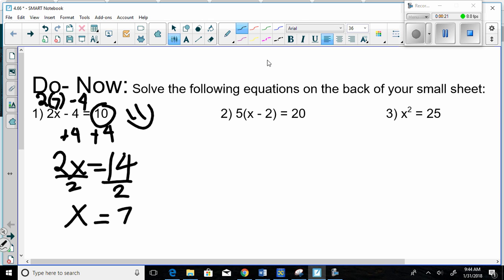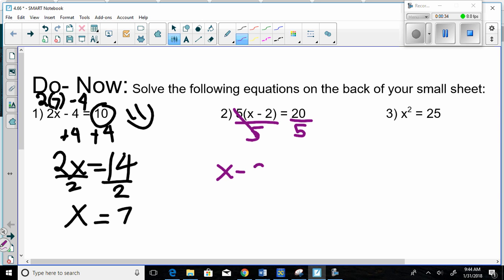Divide. So let's just divide 5 out, because instead of multiplying, since that's the only thing I'm doing, today we're going to focus on dividing that number out. And so that gets rid of that 5. And I get x minus 2 equals, what's 20 divided by 5? 4.